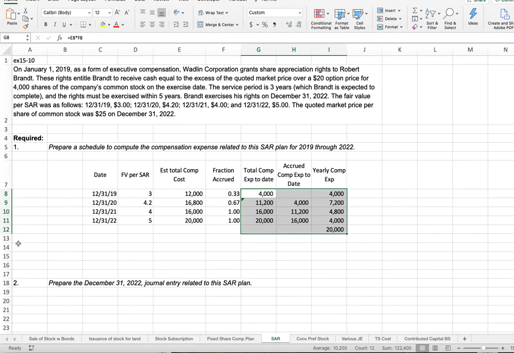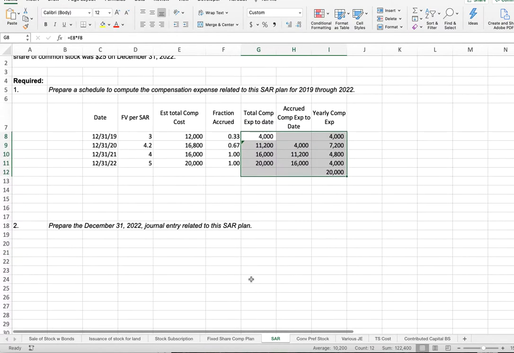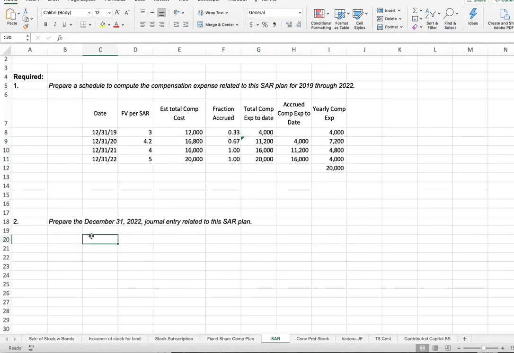All right, so then the second part is to prepare the December 31st, 2022 journal entry related to the SAR plan. So we put the date, and we're going to have compensation expense, a debit to our SAR compensation payable, and a credit to cash.